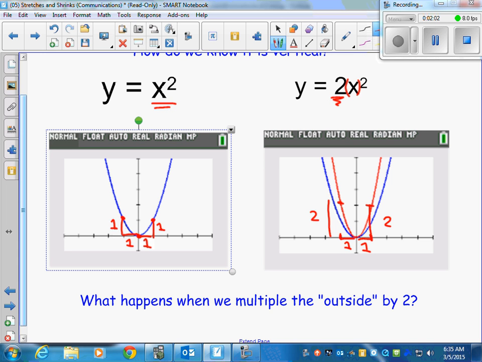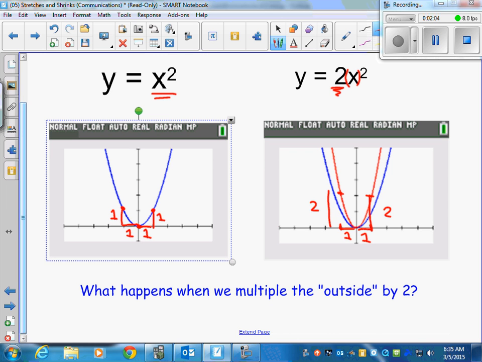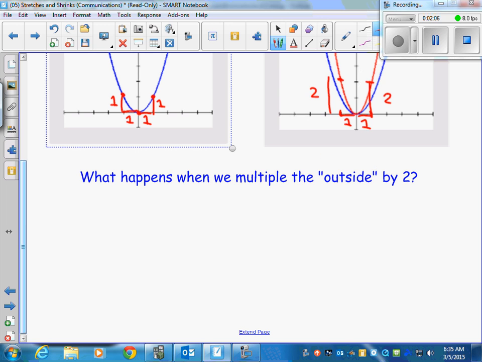So in this situation, what happens when we multiply on the outside? We'll go through our head shake rule. Outsides we trust, because it's a vertical outside transformation. So this is a vertical stretch by a factor of 2.